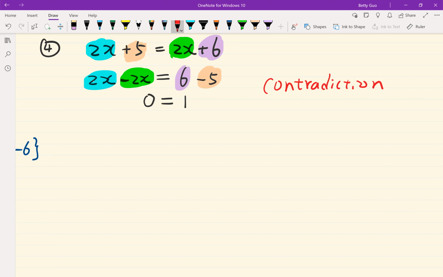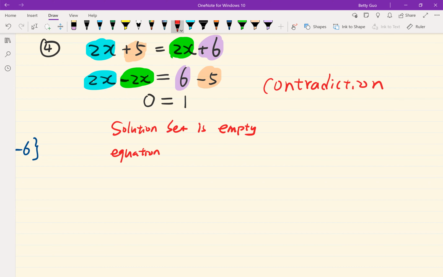So what do you think the solution of this equation is? Do we have any real numbers that satisfy the equation? Do we have any real numbers that could make the equation true? No. So no solution, okay? I want you to write it down. If the equation is a contradiction, the solution set is empty, and the equation has no solution.